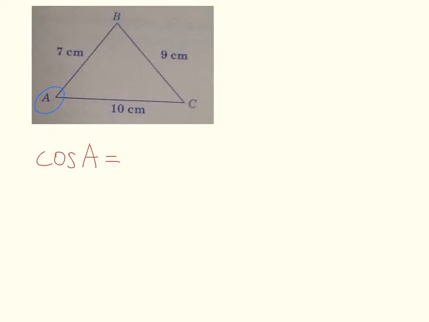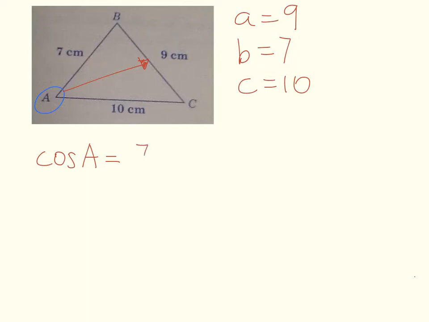Now, getting my sides right is important. The important pair to match up is the angle and the side that is opposite that angle. So in this case, A will be 9. It does not matter whether B is 7 and C is 10. Those two can be interchanged because all I'm going to do with them is square them.